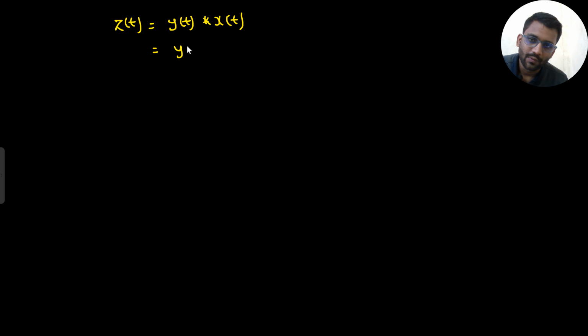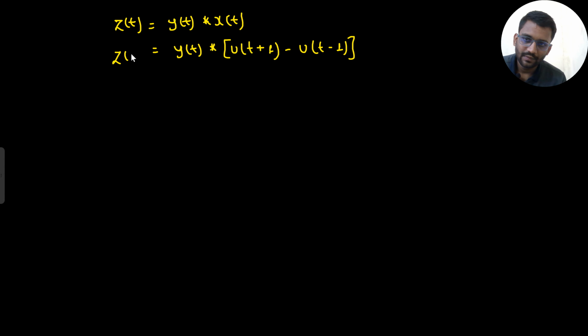Now I will tell you a very good thing. So let's first write z of t. Z of t will be y of t convolution with x of t. So y of t convolution with what is x of t? That is u of t plus 1 minus u of t minus 1. This is z of t.